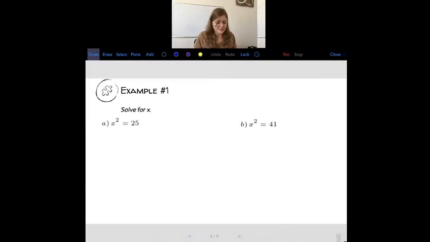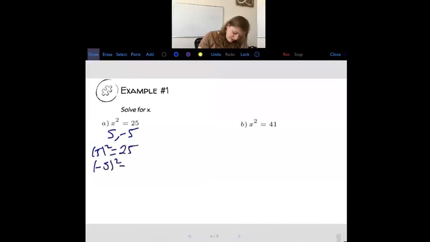For the first example, x squared equals 25. So remember that whenever we're solving an equation, we're finding the value or values of the variable that make the equation true. What number squared is equal to 25? That would be 5 and also negative 5. Okay, a couple things to remember here. 5 squared is 25. Negative 5 squared is also 25. And with quadratic equations, we usually have two answers.